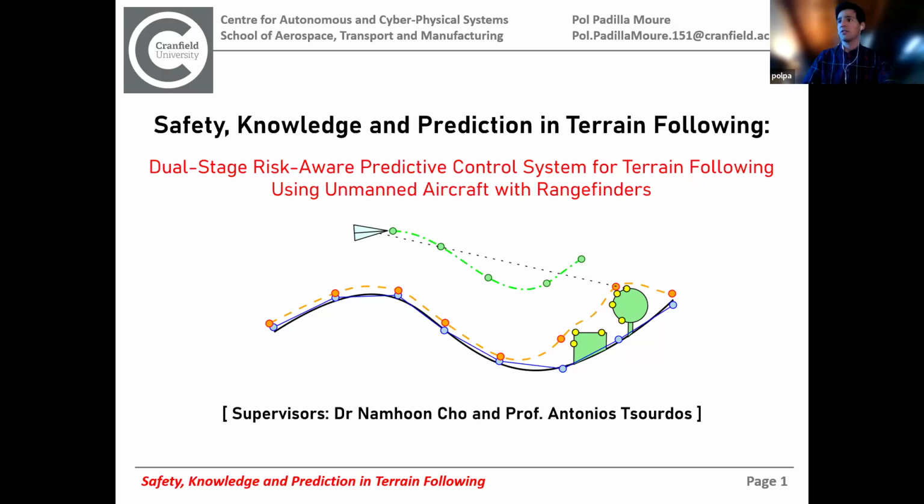The full title of the work that we have submitted to Control Engineering Practice is Dual Stage Risk-Aware Predictive Control System for Terrain Following using unmanned aircraft with rangefinders. We will talk later about why we use a dual stage system. But the main point is that we want to combine digital elevation model data, so prior knowledge of the terrain, with onboard measurements. This combination is first done on a longer foresight, still a moving window, with a longer prediction horizon, and then a shorter prediction horizon is used for the control of the nonlinear dynamics of the aircraft.